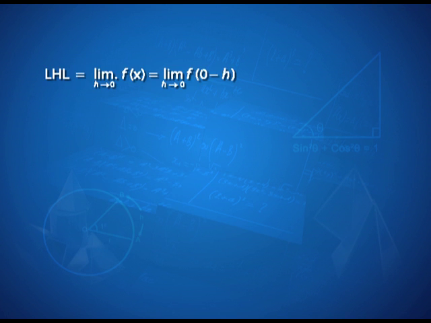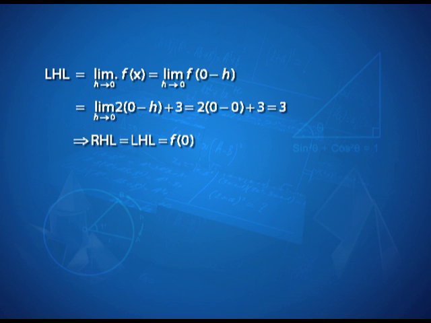Now look at the left hand limit, that is equal to limit as x tends to 0 negative f(x) is equal to limit f(0 - h) as h tends to 0, that is equal to limit 2(0 - h) + 3 as h tends to 0, that is equal to 2(0 - 0) + 3, that is equal to 3. This implies left hand limit is equal to right hand limit, that is equal to f(0). Here at x = 0, the limit exists.